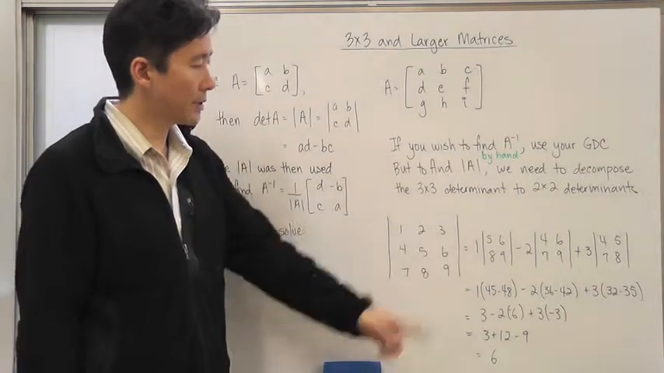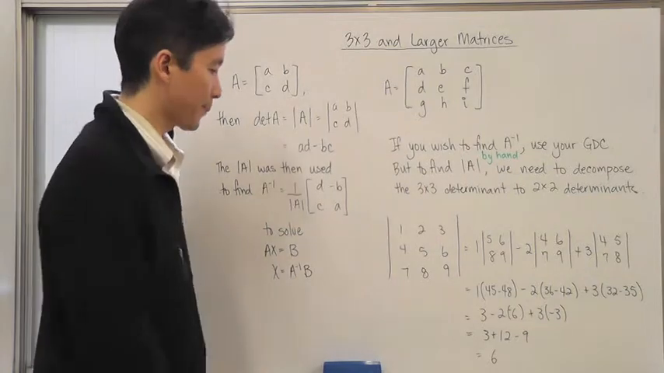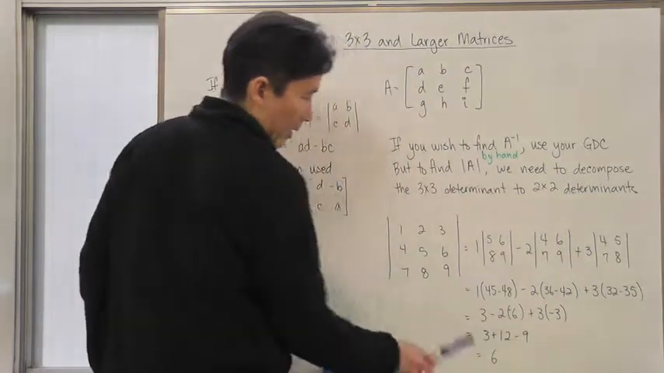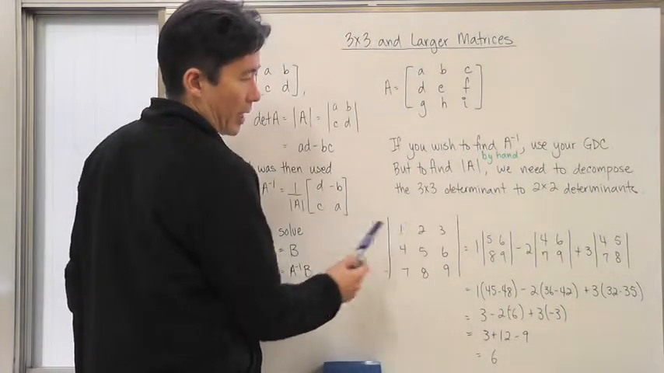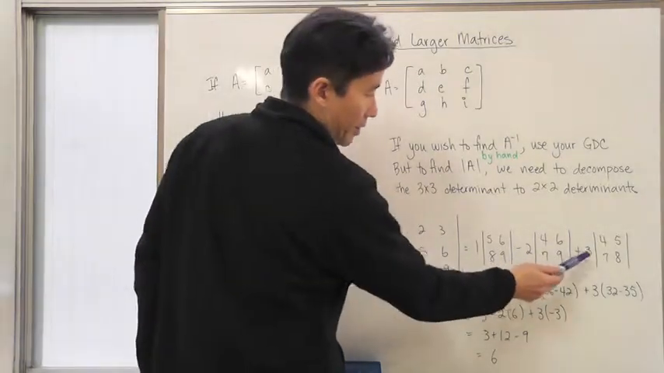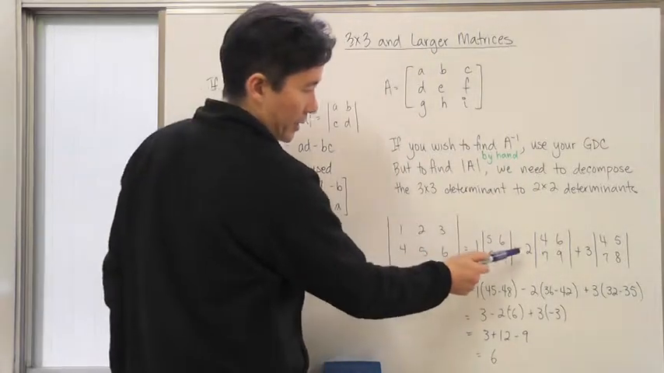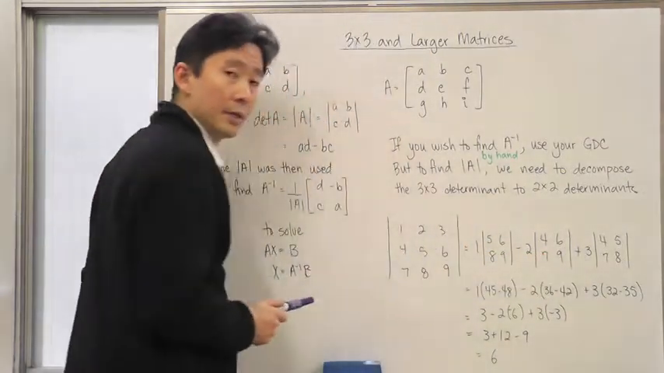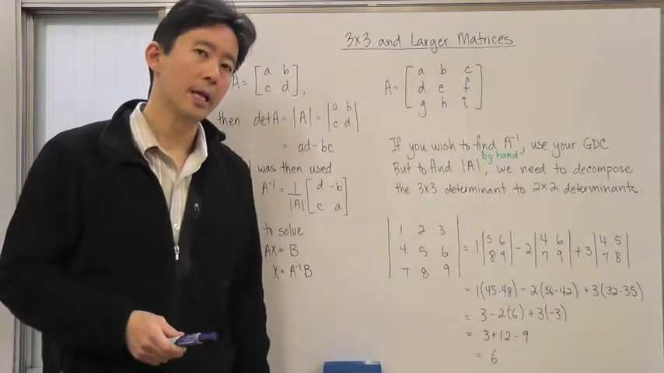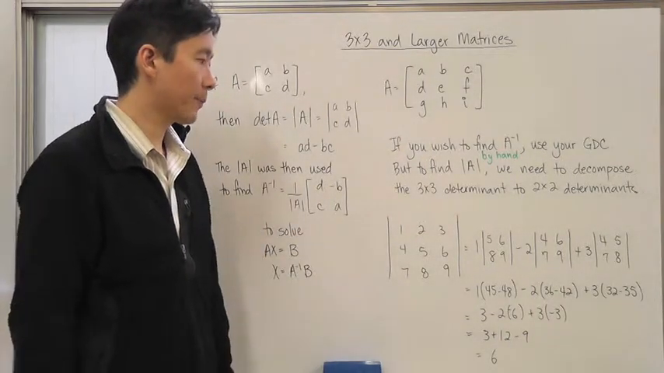So if I were to decompose that, this is the way that you do it. We take a look at the top row of numbers here, 1, 2, and 3. And notice that's where the numbers are here, 1, 2, and 3. Notice also that this is a positive, that's a negative, and that's a positive. That pattern is always going to be a set pattern in order to evaluate the 3x3 determinant.